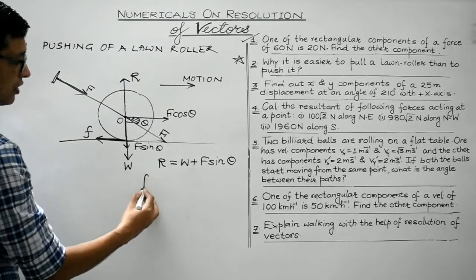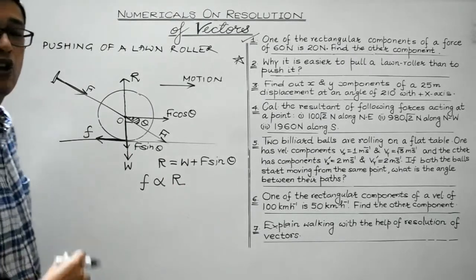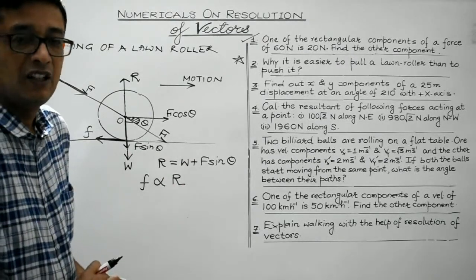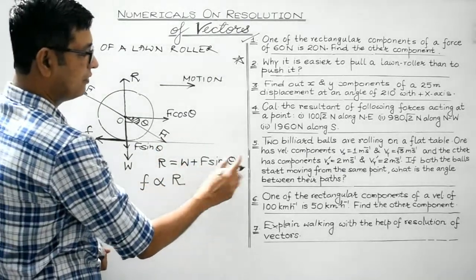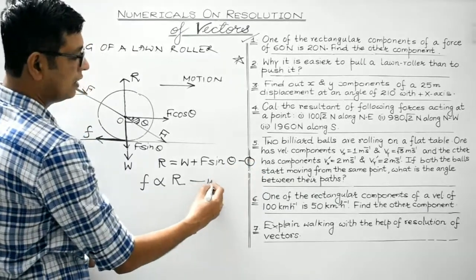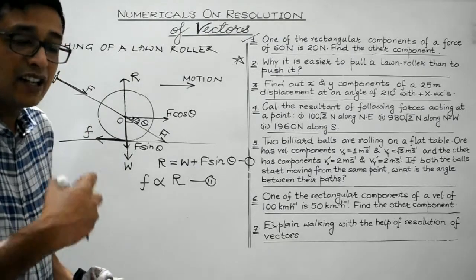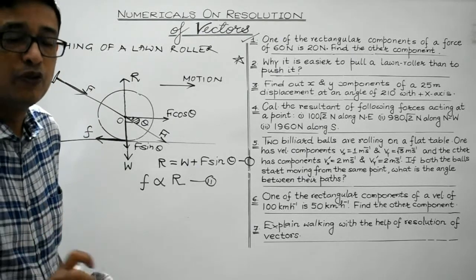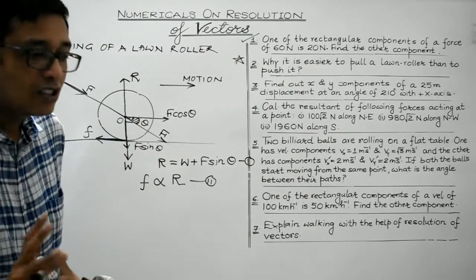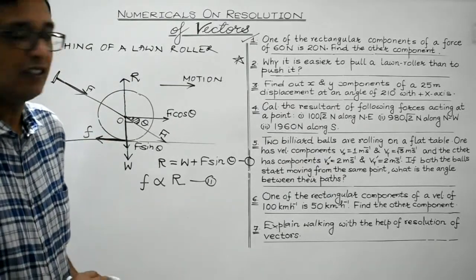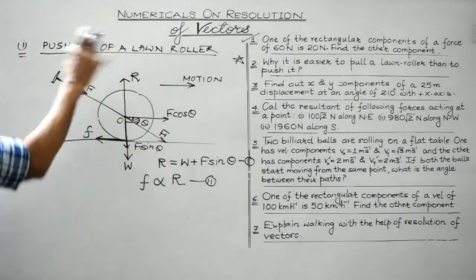And this force of friction is found to be proportional to the normal reaction. This is one of the laws of limiting friction, right? So force of friction is directly proportional to the normal reaction, and normal reaction is W plus F sin theta. Put this as equation number 1 and this as 2. And you are aware, the more the force of friction, the greater will be the difficulty for the person to move the lawn roller. The lesser the friction, the much easier it will be to move the lawn roller. Clear? So this is case 1, pushing of a lawn roller. This is the relevant diagram while pushing.